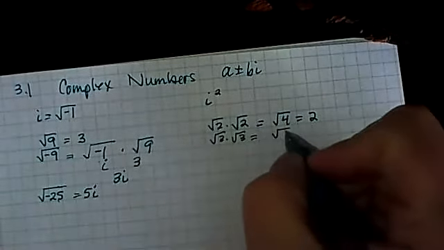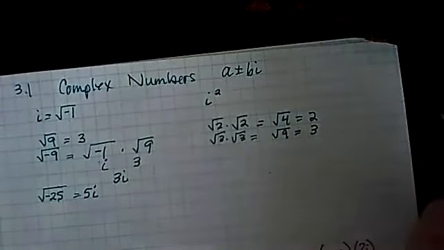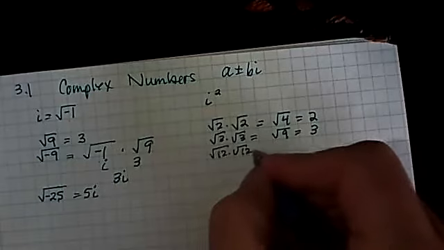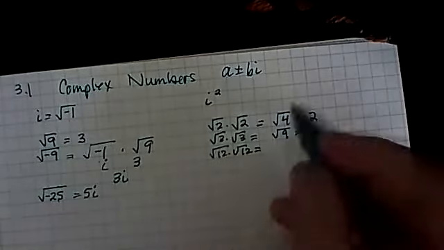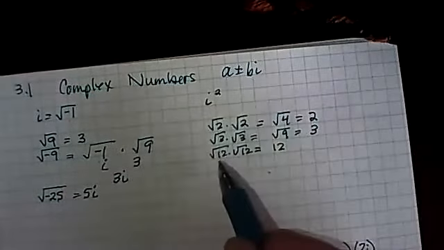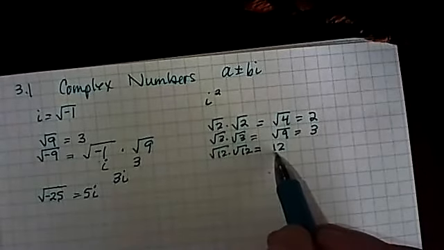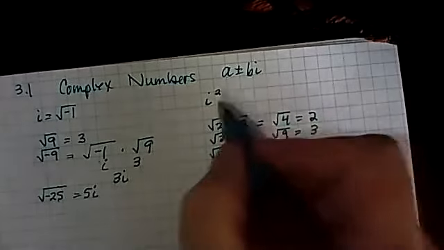Okay, what about the square root of 3 times the square root of 3? Well, that's the square root of 9. That comes out to be 3. So do you see the pattern? If I take the square root of 12 times the square root of 12, what's that going to be? It's going to be 12. So whenever I take a number times itself under a radical, it always comes out to be that number. Well, that's the same thing here.